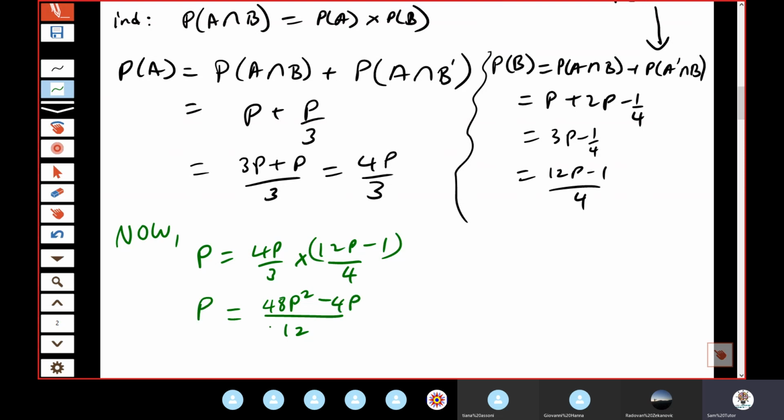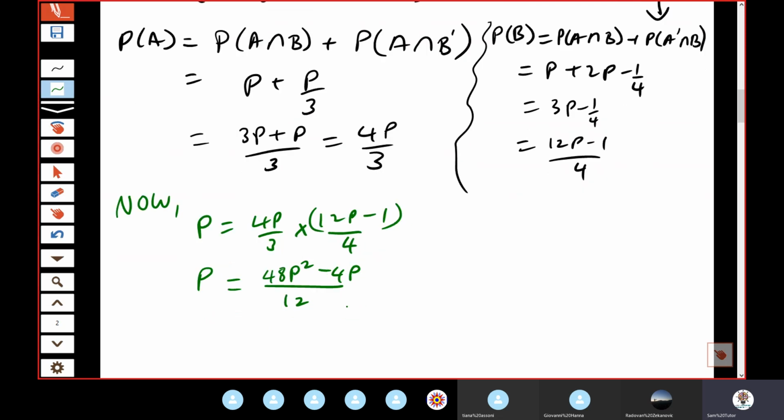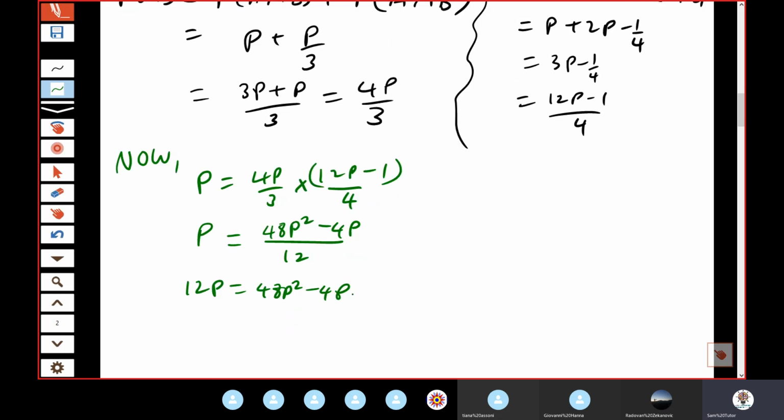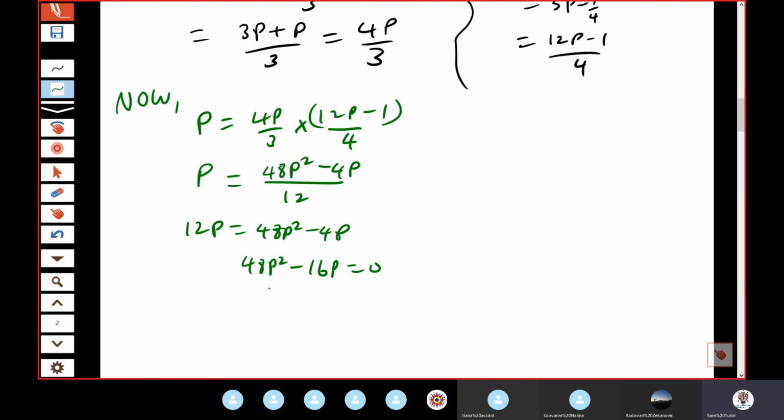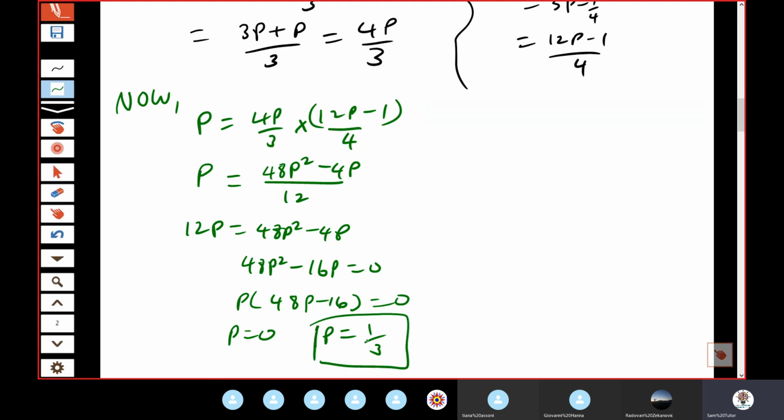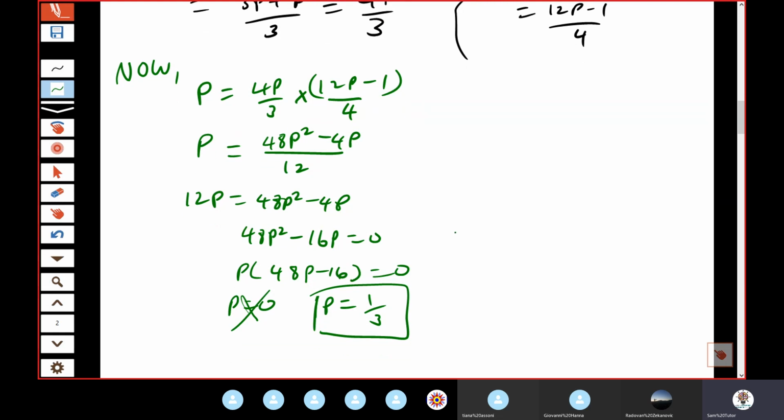Now I did it in a different way altogether than I did before. It's because of your math, you might have done this. I don't know, it's up to you. Times by 12. Bring your P to one side. Minus 16. Factorize. And if you realize to factorize 16, good on you. P equals 0, and the other one is P equals 1/3. You're done. And that's the answer we want, because you can't get 0 there. Any questions?